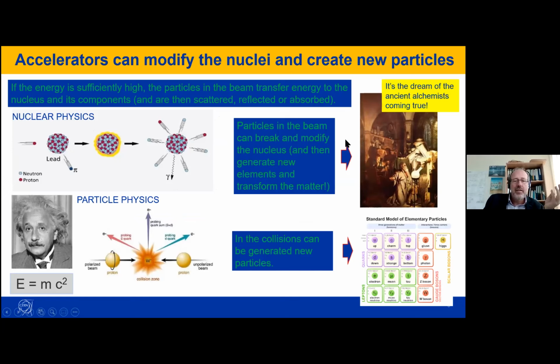You can convert lead into gold. That was the dream of the old alchemists. And nuclear physicists are the alchemists of the modern age. Or you can do particle physics. Like in the Large Hadron Collider, you can collide together 2 protons with such an amount of energy that a lot of particles that do not exist freely in nature are generated, and then you can create the bosons, the quarks, and you can do particle physics.